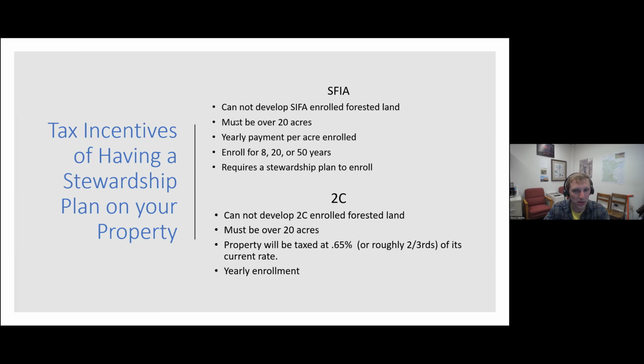With these stewardship plans, you can also enroll in different tax benefits. If you enroll your forest into SFIA or 2C, both require a stewardship plan to enroll. With SFIA, you get a yearly payment per acre when you enroll. With 2C, they take a portion of your property taxes on your forested land, so you typically only have to pay about 2/3 of it, or 0.65%, and it's a yearly enrollment. SFIA is a longer plan. Usually you enroll for 8, 20, or 50 years. Both do require stewardship plans.